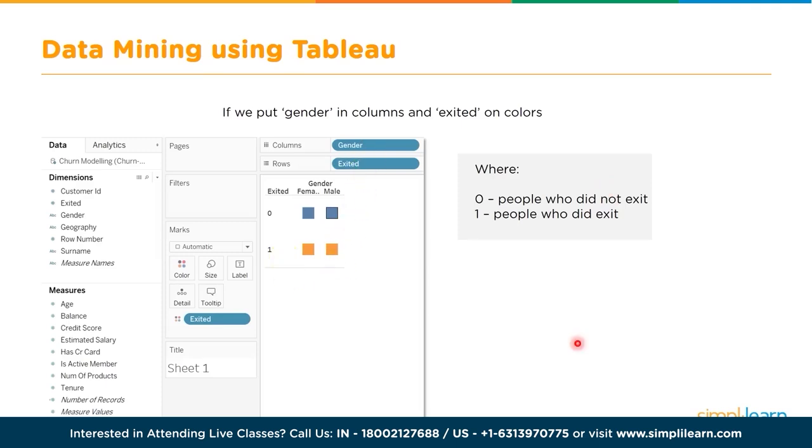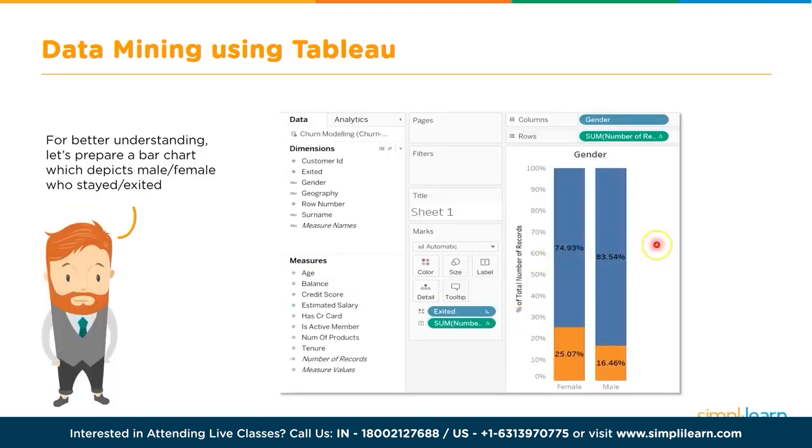Here we are showing male and female as two different columns, and 0 for people who did not exit and 1 for people who exited, and that is color coded. The blue color means people who did not exit, and this yellow color means people who did exit. Now if we pull the data here and create bar graphs, this is how it would look.